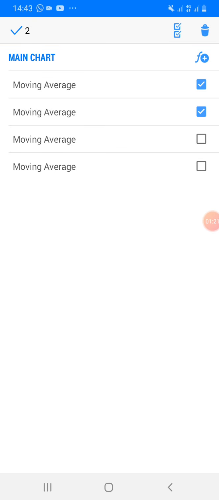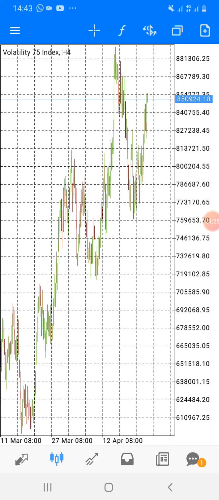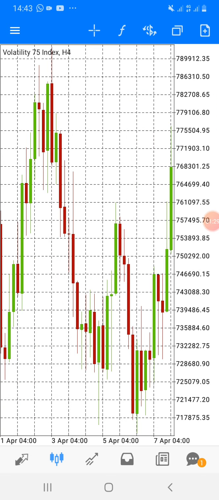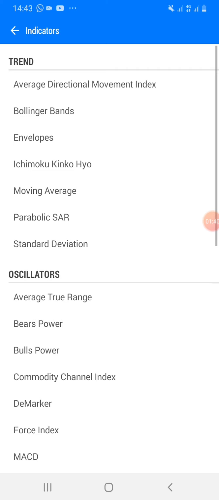So I'm going to remove all the indicators that we have, and I'm just going to be left with a blank chart like this. And of course, the red candlesticks are the bearish candlesticks, and the green candlesticks are the bullish candlesticks. Right now, I'm in my 4-hour time frame, and we're going to install 4 indicators. So let's get into the process of installing them.